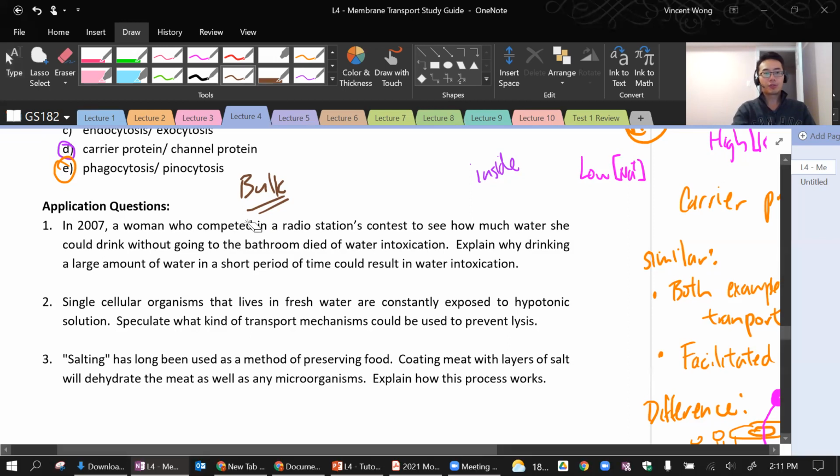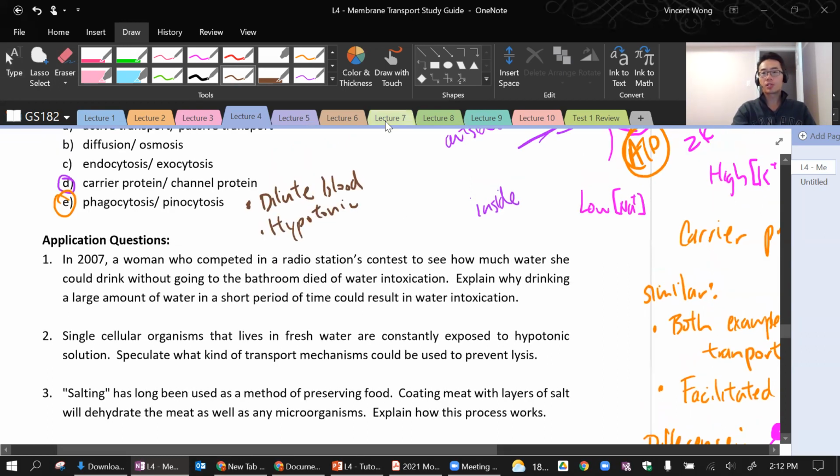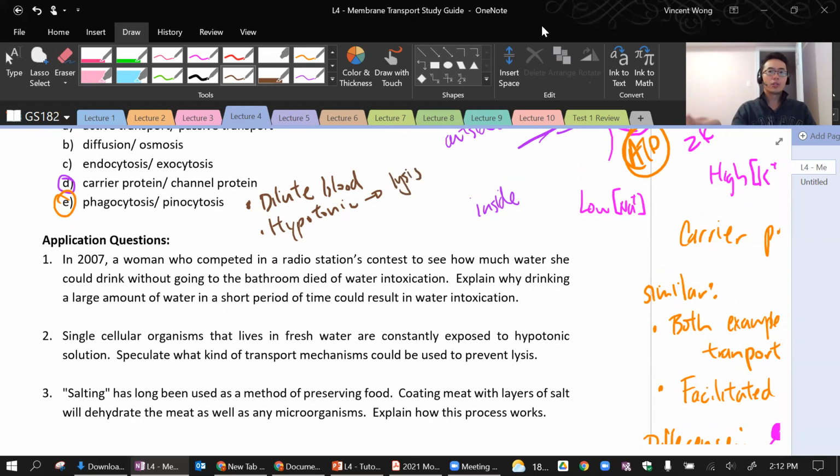So let me write down for you. Dilute the blood. So now you create a hypotonic environment for your cells, for your blood cells. Right? So that could lead to lysis, right? So your blood cells are gonna burst, and if your red cells start to burst, then you won't be able to distribute nutrients and oxygen anymore.